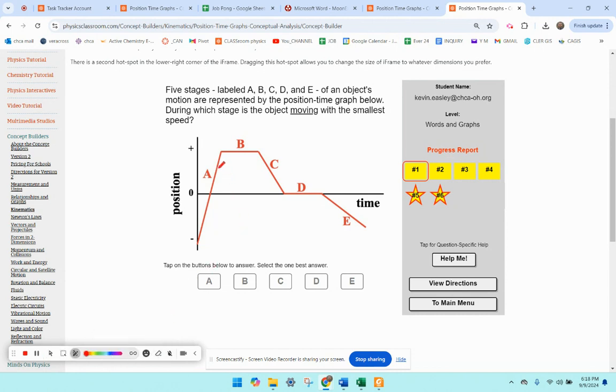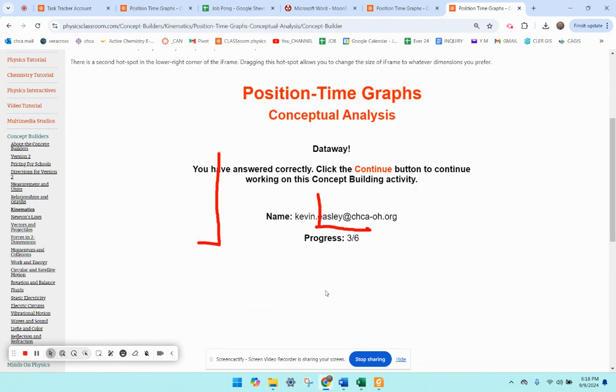So if you think about position is changing in item A, position is changing here in a certain amount of time here. So it says the smallest speed. That's going to be over here because we have the smallest distance rise compared to the shortest distance run. And so it's going to be at item E. We'll do one more here.